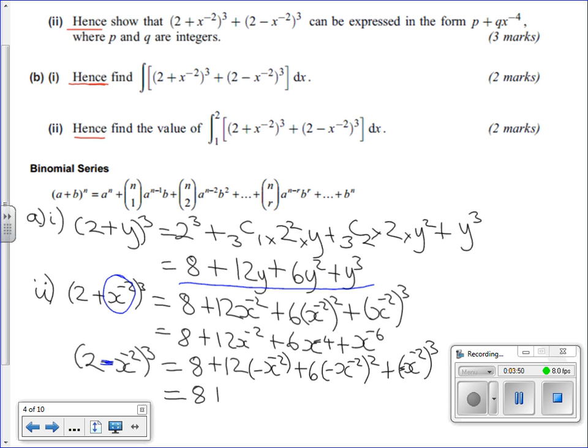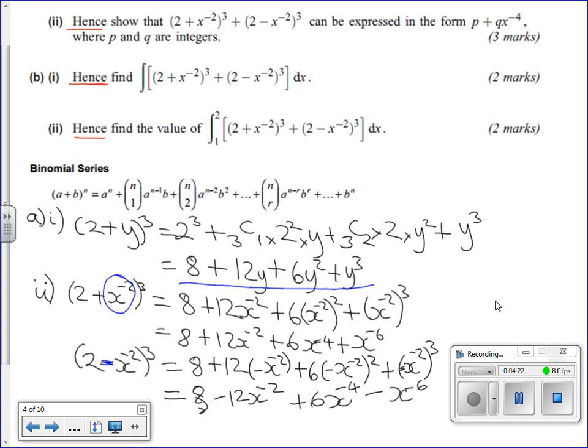If you simplify that, we're going to get 8. Now here, we've got negative 12x to the negative 2. Now when you square a negative, it becomes positive, so this stays as plus 6x to the negative 4. And then here we've got a negative x cubed, so that's going to become negative x to the negative 6.